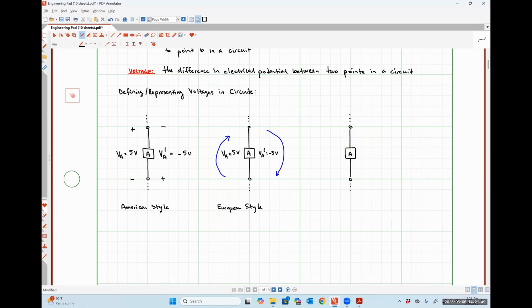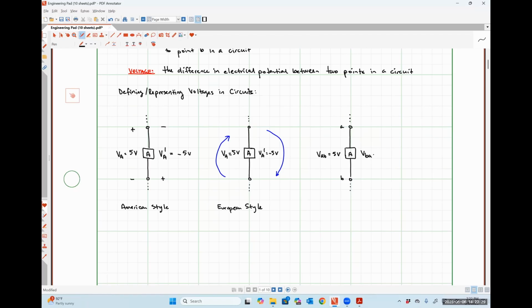And in a double subscript notation, I need to label my terminals. So in this case, I might use lowercase a for the top terminal and lowercase b for the bottom terminal. And so I would say that I have some voltage VAB is equal to 5 volts in this case, where the first letter in the subscript is the positive polarity terminal, and the second letter in the subscript is the negative polarity terminal. So if I wanted to invert the polarity of this voltage, I would have VBA.